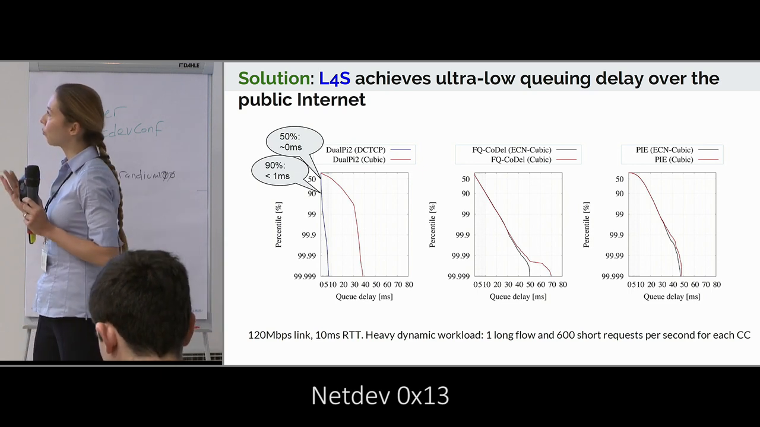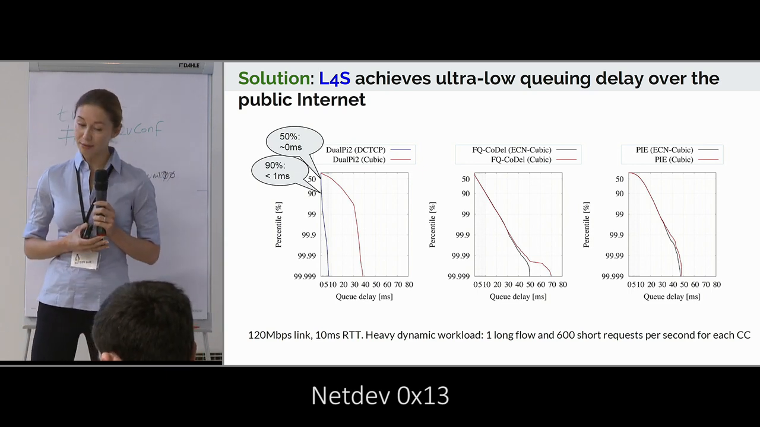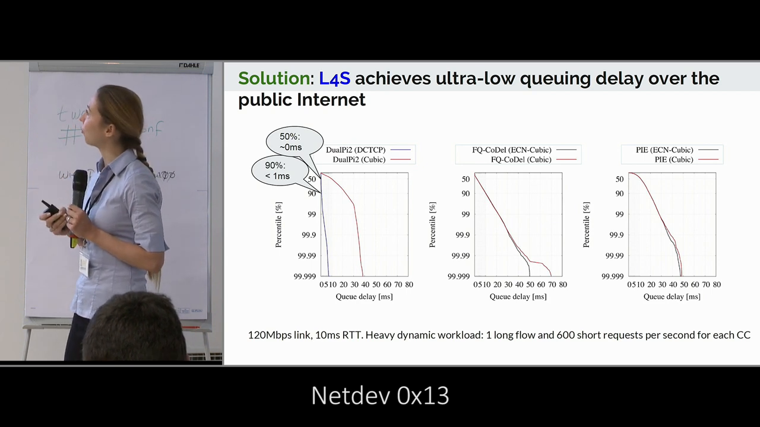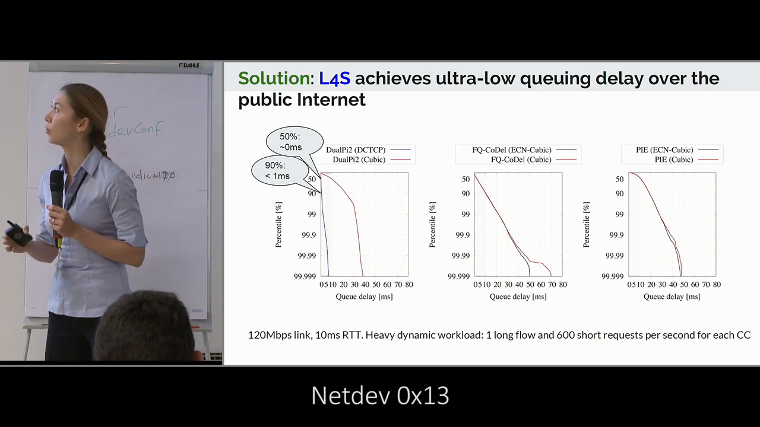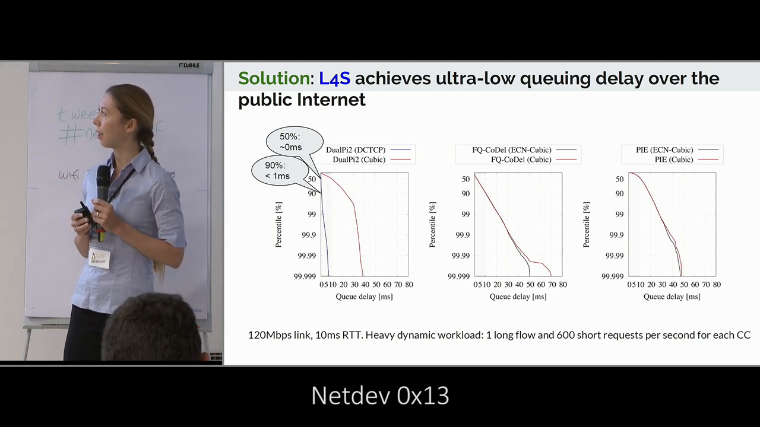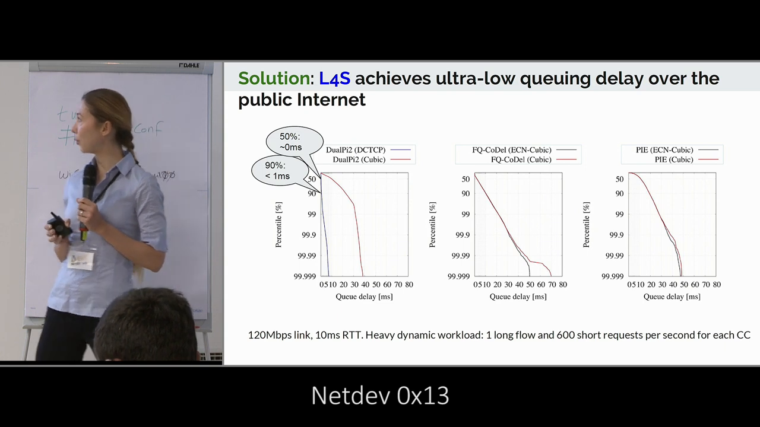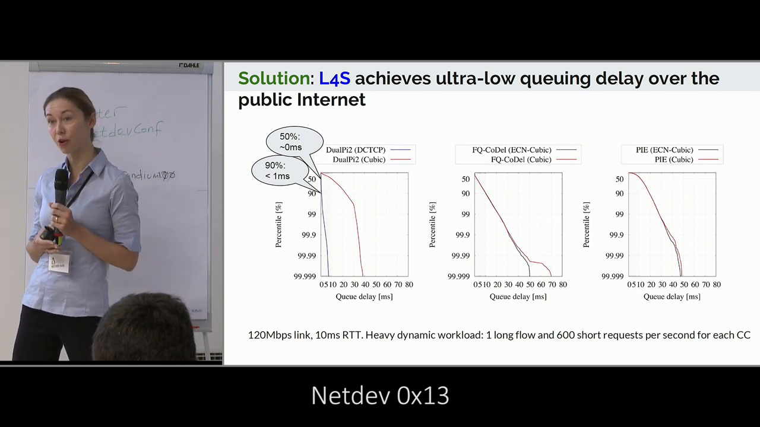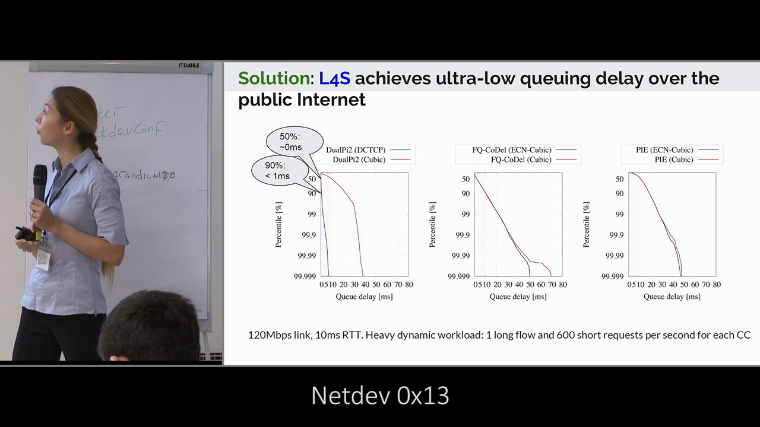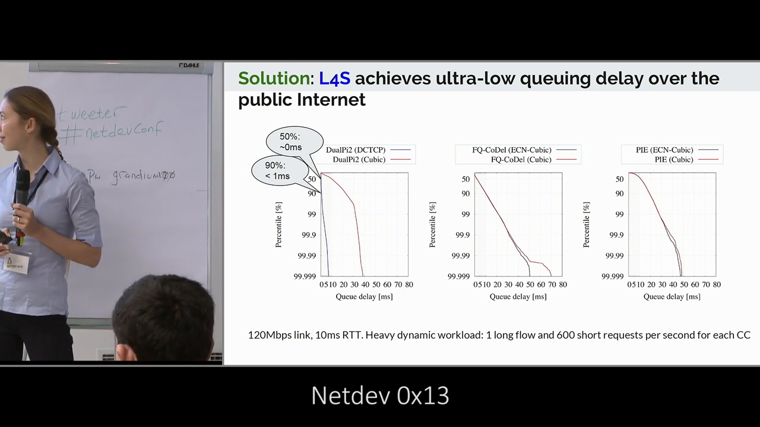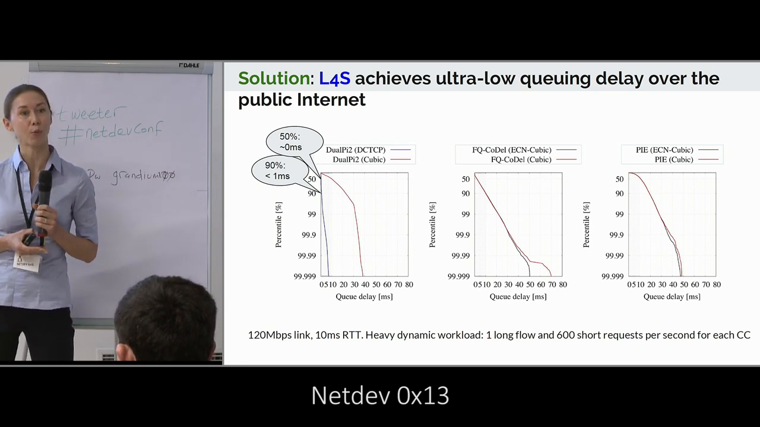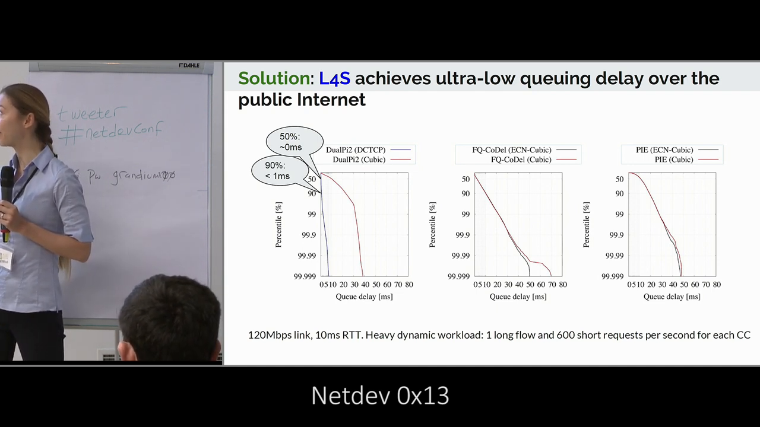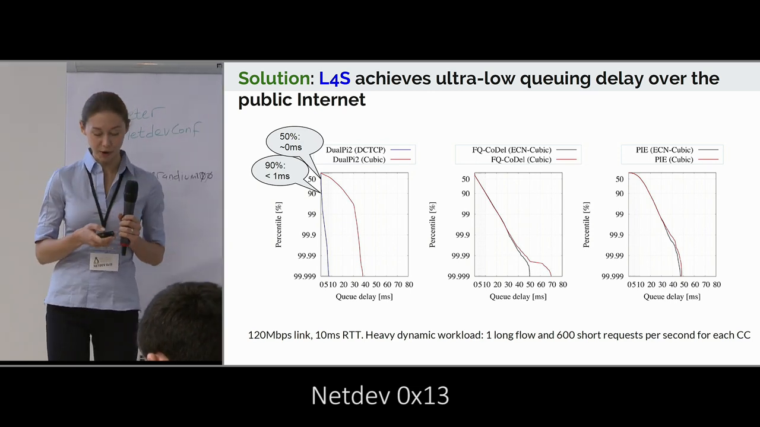I would like to give you a small preview of the results that we have achieved with DualPI2. On this plot, you can see the result for the same experiment that we did three times for each of the AQMs. If you pay attention to the first plot, you can see that L4S traffic, which uses scalable congestion control, achieves very low queuing delay with DualPI2. It's near zero for 50% of the packets, and less than 1 millisecond for 90% of the packets. Those results are quite impressive, and I'll get back to a more detailed evaluation later.